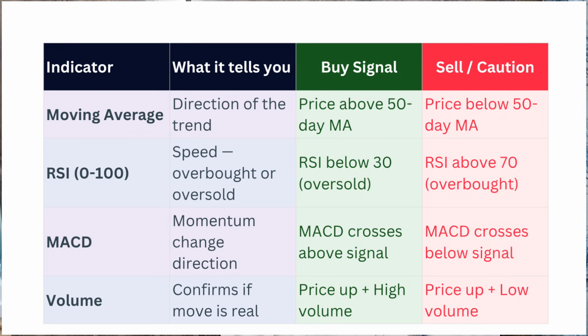RSI, 0 to 100 is the number, shows speed, overbought or oversold. RSI below 50 is oversold, RSI above 50 is overbought. Then MACD crosses above the signal is a buy, and when MACD crosses below the signal, sell it off.